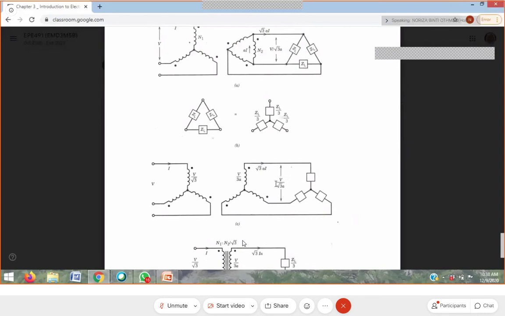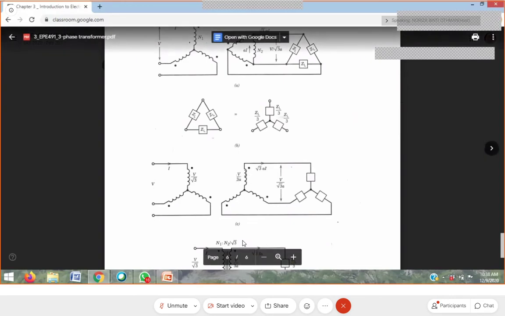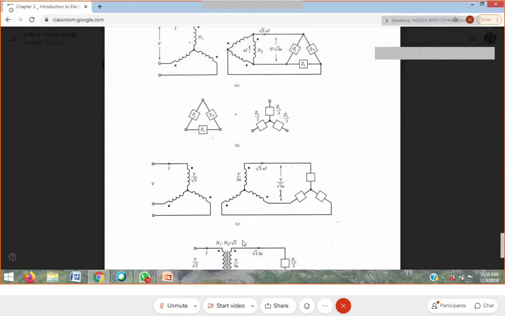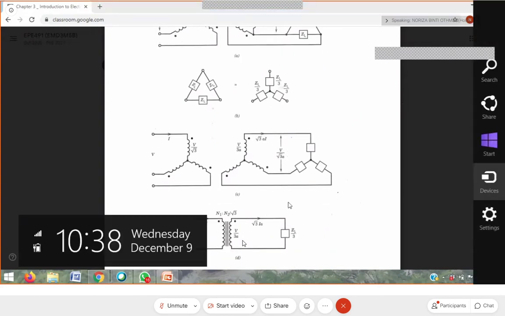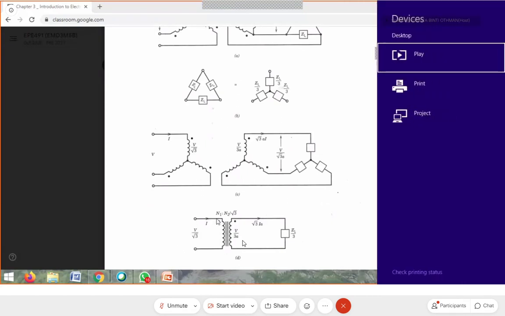And ini, this is V line. Ini V phase, V over root 3. And I ni is I line lah. I line equal to I phase lah here. Okay, ini V phase untuk secondary. And this is V line untuk secondary, which is V over root 3 A. Okay. And then bila you nak draw per phase, dia akan jadi macam ni lah. Yang bawah ni is kita panggil per phase lah. Per phase equivalent circuit of the three phase transformer yang kita ada kat atas ni.